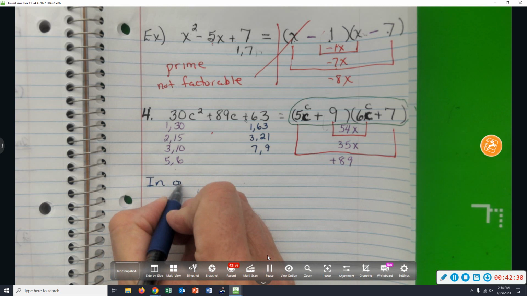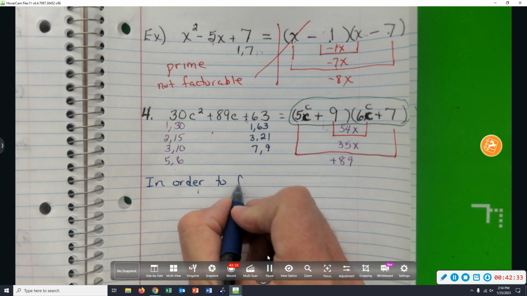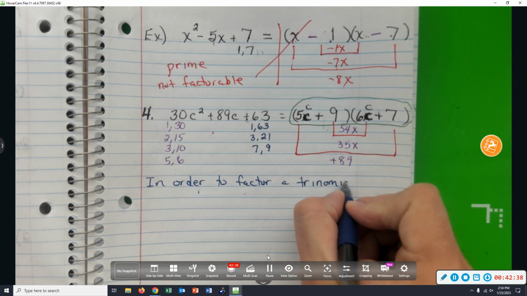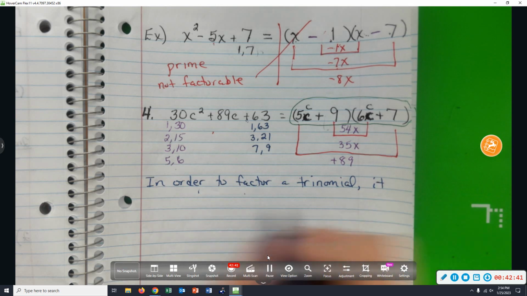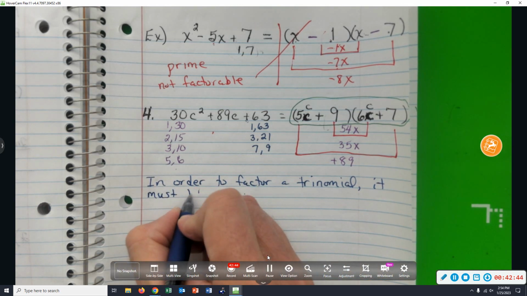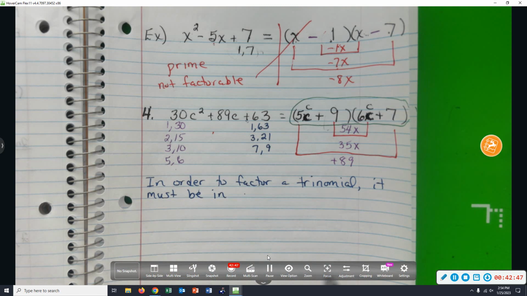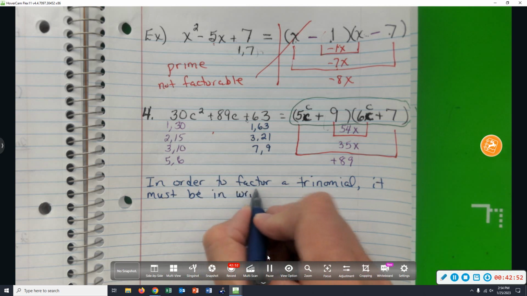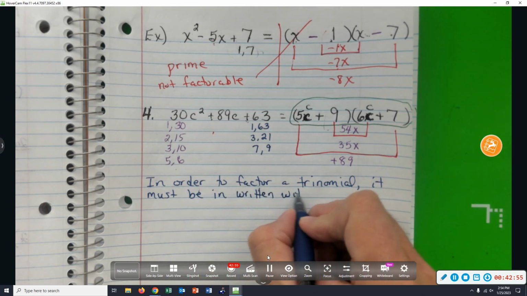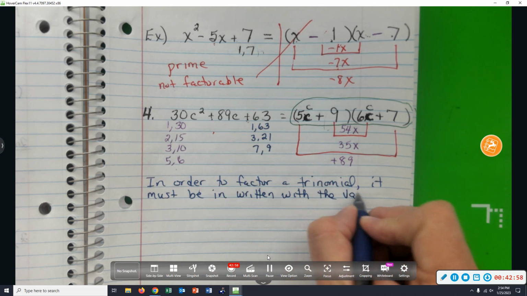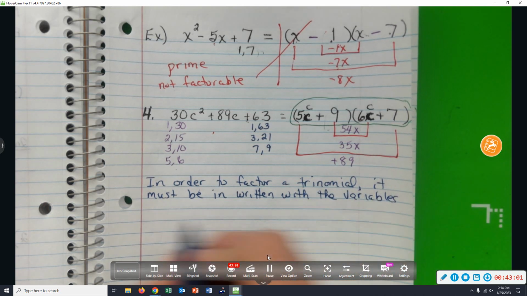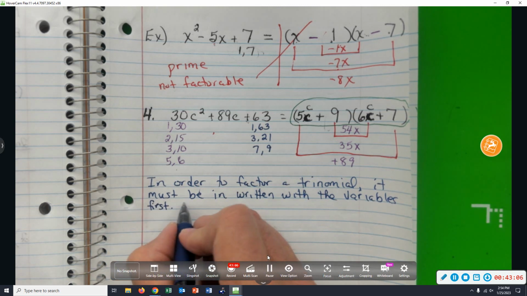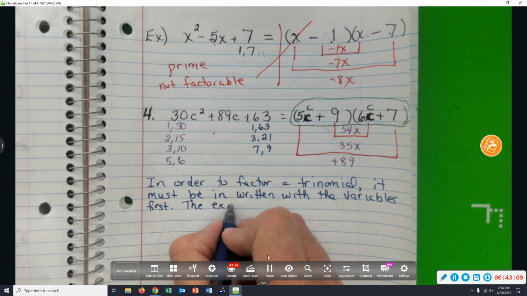In order to factor a trinomial, it must be in what's called descending order. Must be written with the variables first, the exponents should be in decreasing order.